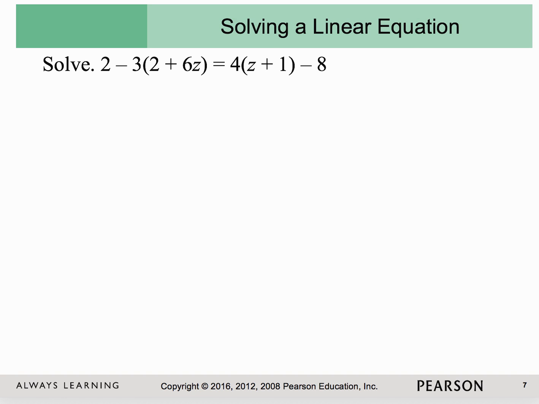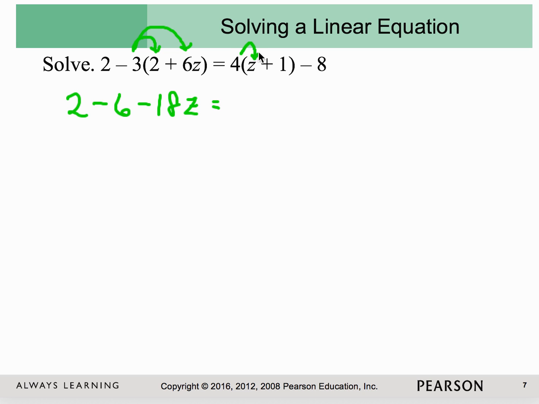Okay, let's try again. No fractions this time, but we do have parentheses. So first step, let's get rid of our parentheses using our distributive property. So that means we have 2. Negative 3 times 2 is negative 6. Negative 3 times 6 is negative 18 times z.